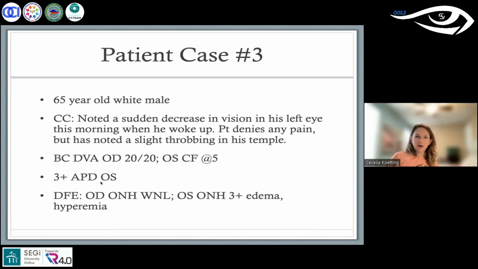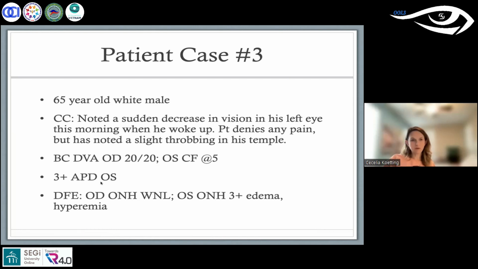Cool. Next one, we're coming into case number 3. So the third thing that makes us wiggle at night. 65-year-old white male comes in, noted sudden decrease in vision in his left eye this morning when he woke up, so pretty sudden. Patient denies any pain and noted a slight throbbing at his temple.